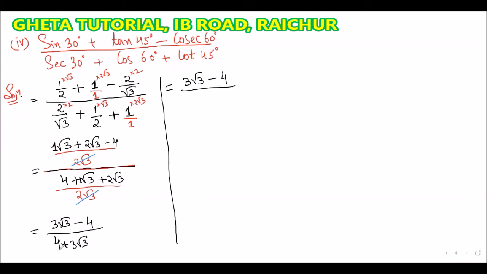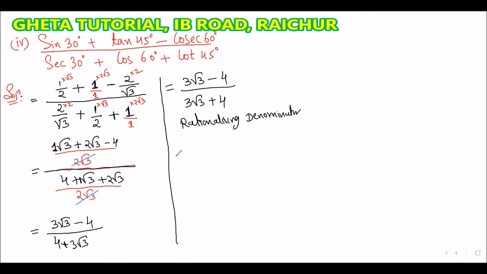The denominator is similar to the numerator, but only the 4 plus 3 root 3 is given. So first I write 3 root 3 and then plus 4. It is the same, because a plus b and b plus a are the same. Now I have to go for rationalizing the denominator.